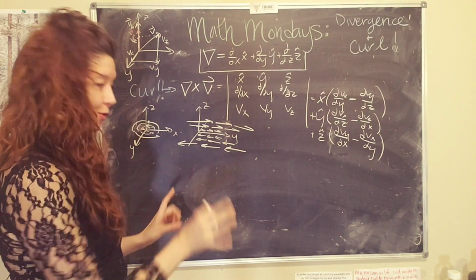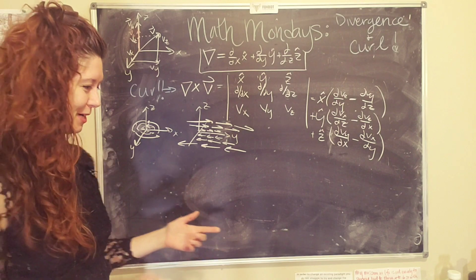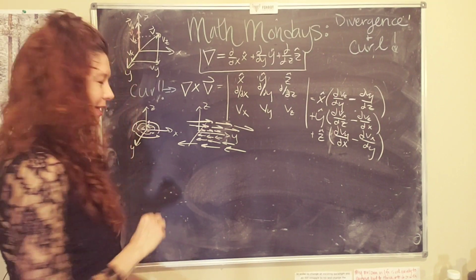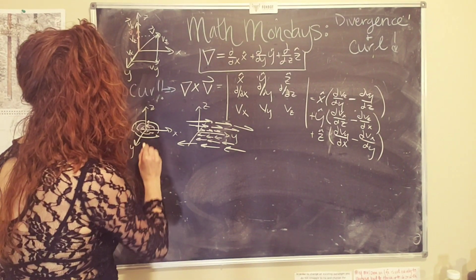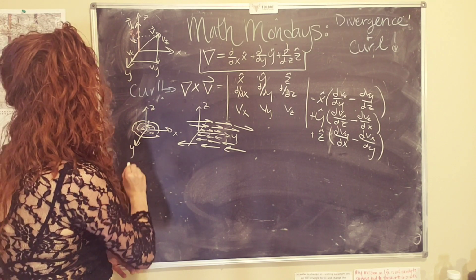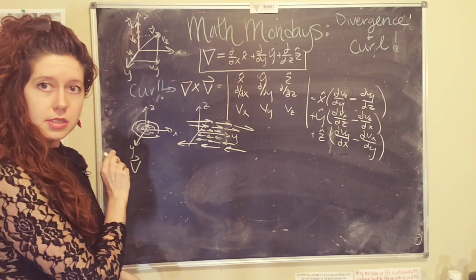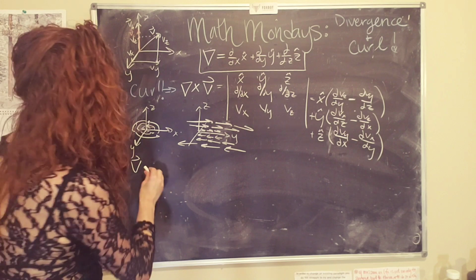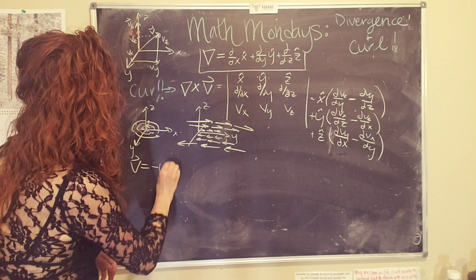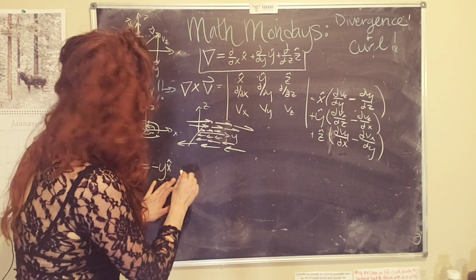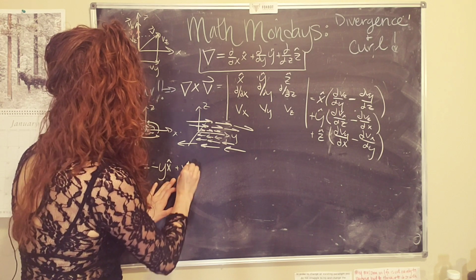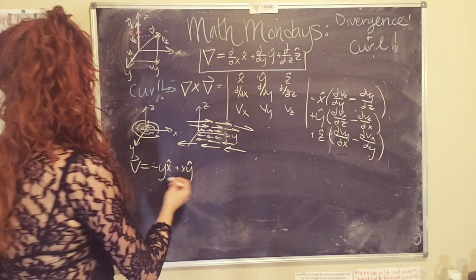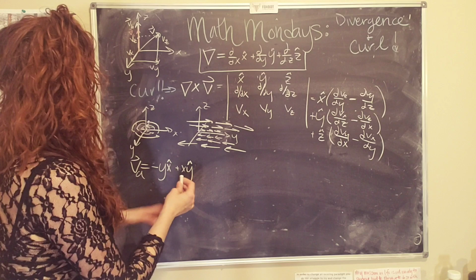So now let's do an actual example. I got so excited about the escalator thing. Let's say that this vector v equals negative y in the x direction plus x in the y direction. And call that a, because we're going to do 2.